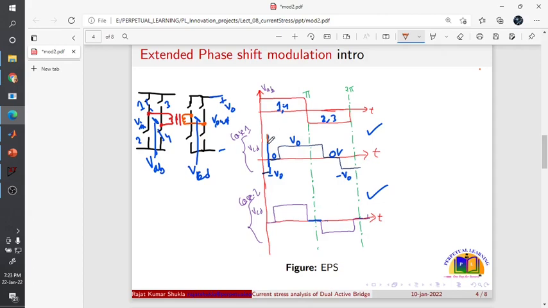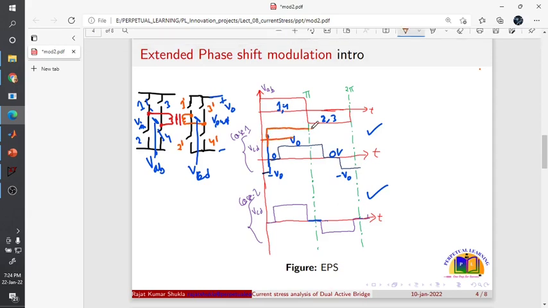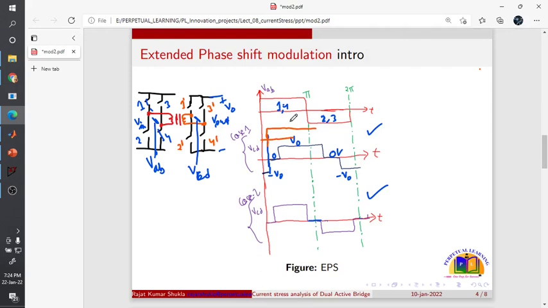Okay, so here you will apply, let's say this is switch 1 dash, this is switch 4 dash, this is switch 2 dash, and this is switch 3 dash. So here you will apply switch 1 dash for the 50% duty cycle, 0.5. This is the switch 1 dash signal.